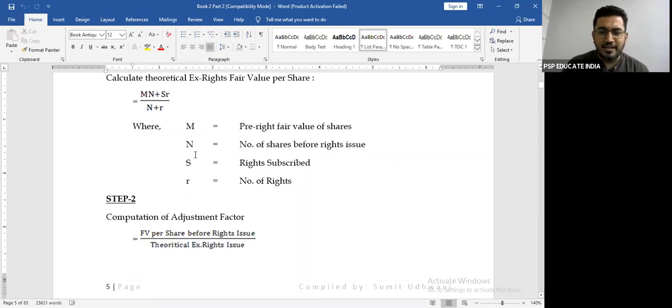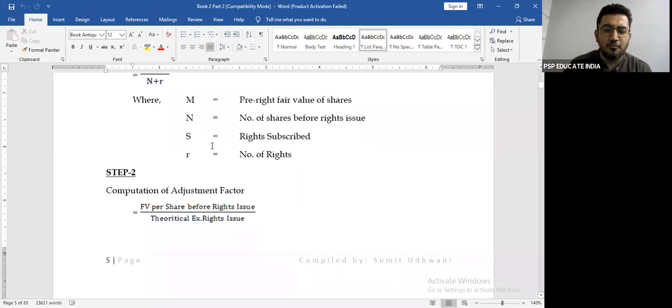Now your theoretical ex-rights value per share will always be less than your current value of the share, because your number of shares are increasing, the value remaining the same, which means your EPS, your value of the share, is going to fall down because number of shares are increasing.